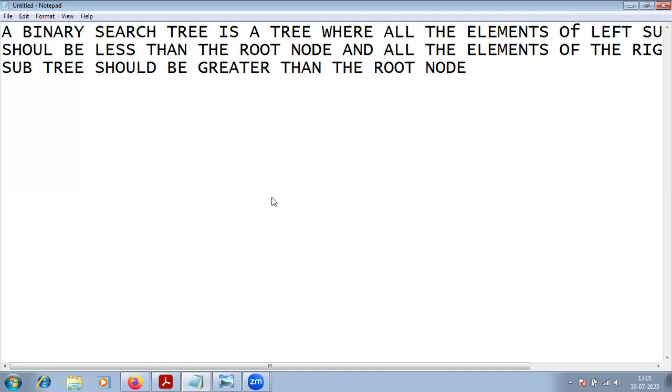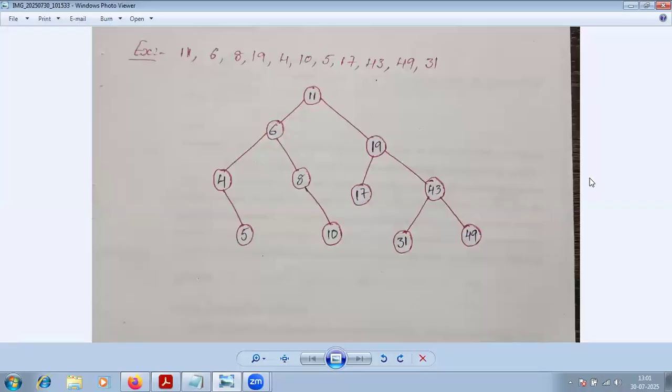Here we have some elements: 11, 6, 8, 19, 4, 10, 5, 17, 43, 49, 31. By using these elements, we are going to construct a binary search tree first. How to create a binary search tree? First, you can take any element as a root node. I'm going to take the first element as the root node. I have taken 11 as the root element.